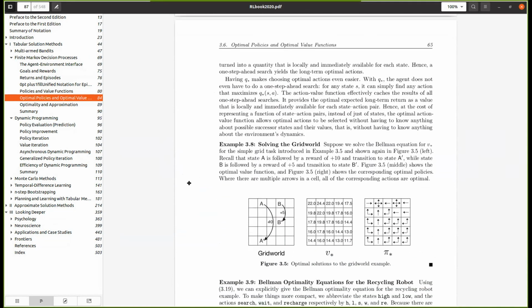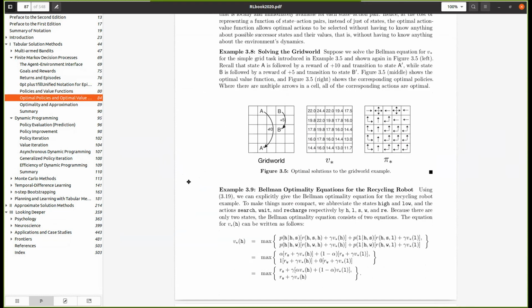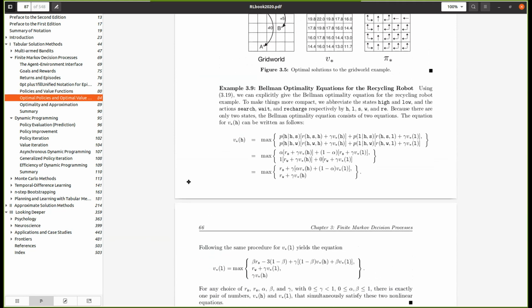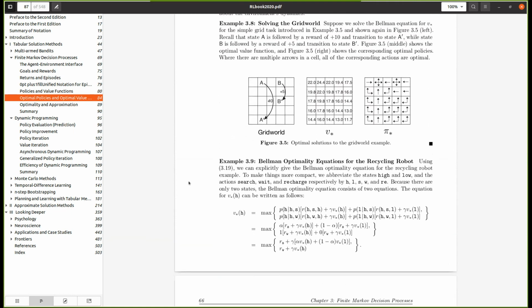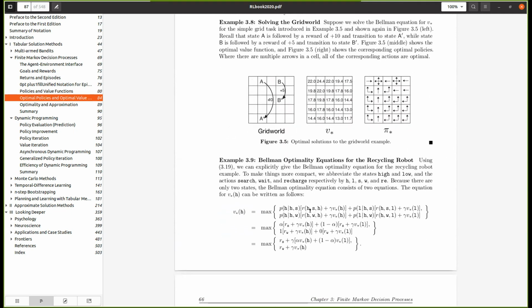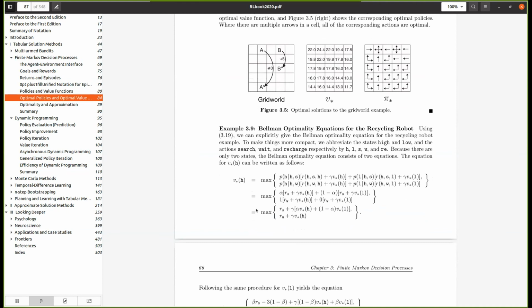All right, I guess we are getting to the end of the chapter, right? Here we can have a look at the solution for the grid world problem. Here we have an optimal policy and the value function which corresponds to that policy, but we don't know yet how we get to that solution. And again here we can look at these equations for the recycling robot.